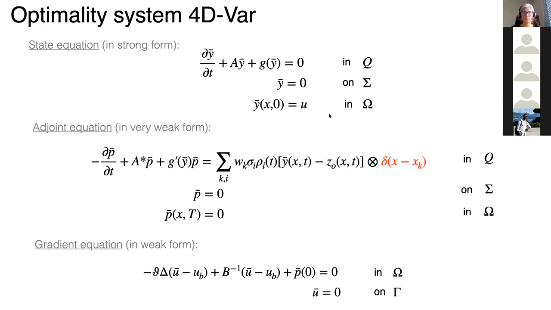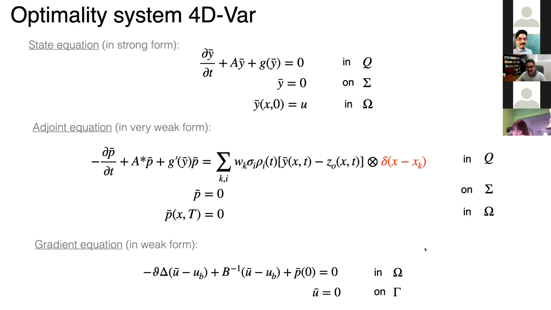Here is the optimality system for the 4D-Var. You have the state equation. You have an adjoint that you have to consider in a very weak form. You have only a very weak solution because, due to the point-wise measurements that you have in the cost function, you just have regular Borel measures in the adjoint equation. And that's a source of many complications concerning regularity. And apart from that, the gradient equation, which is provided in this part, is also a PDE, a stationary one in this case. But these whole equations constitute the optimality system of the 4D-Var problem.